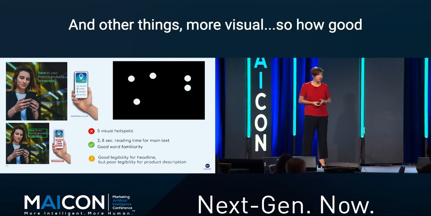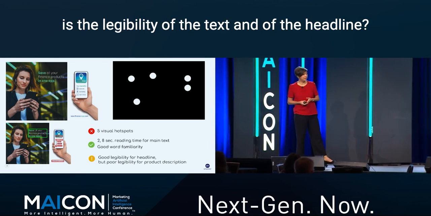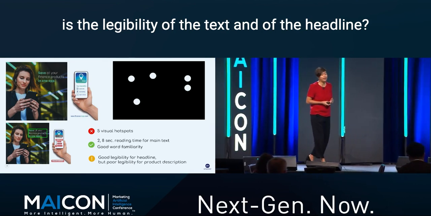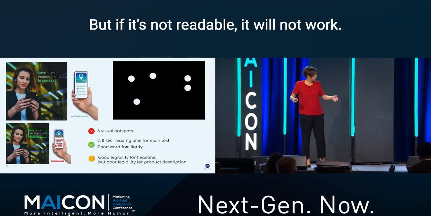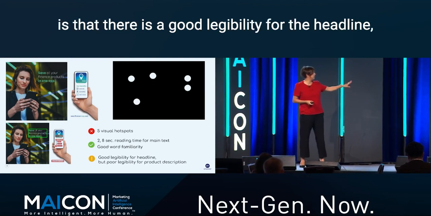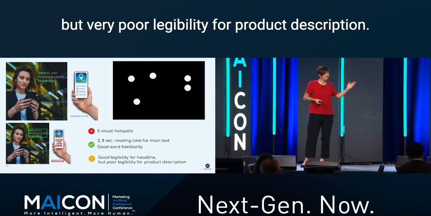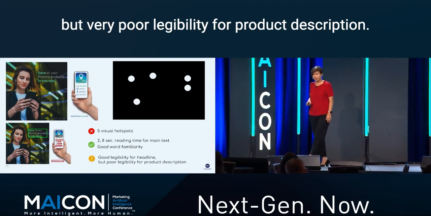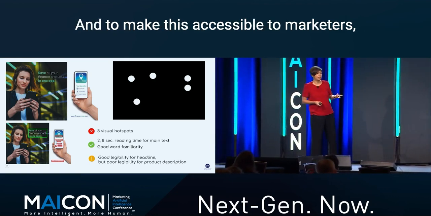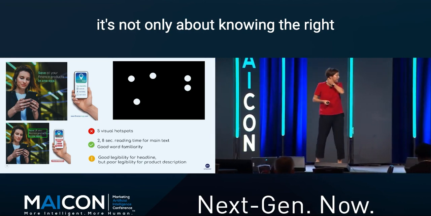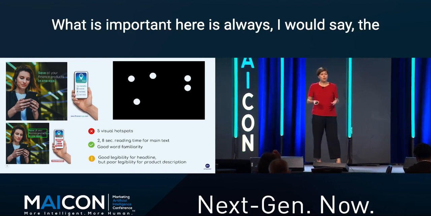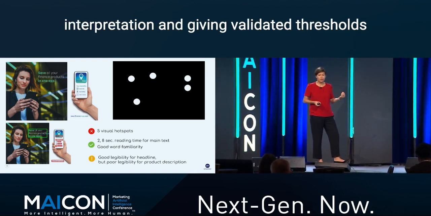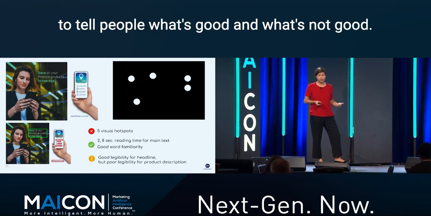And other things, more visual. So how good is the legibility of the text and of the headline? Because again, this also has something to do with attention, but if it's not readable, it will not work. And so in this example, what we can see is that there is a good legibility for the headline, but very poor legibility for the product description. And to make this accessible to marketers, it's not only about knowing the right AI models or AI pipelines to leverage. What is important here is always, I would say, the interpretation and giving validated thresholds to tell people what's good and what's not good.